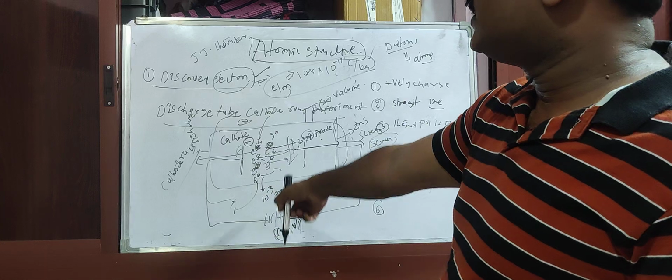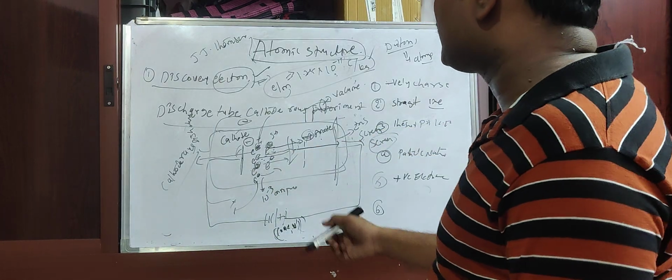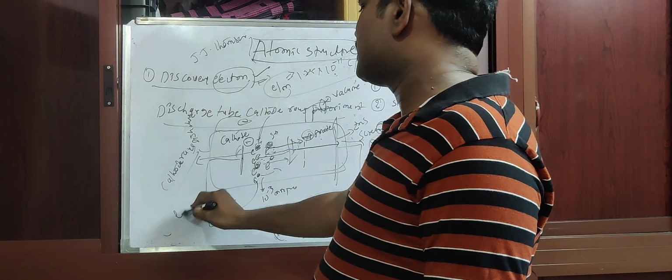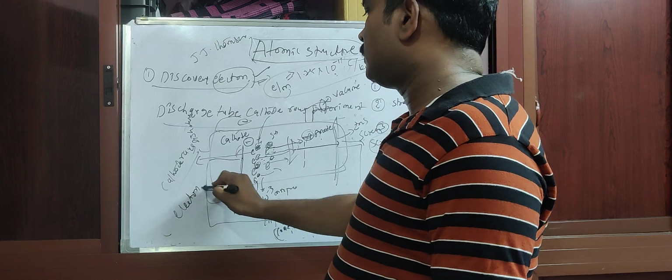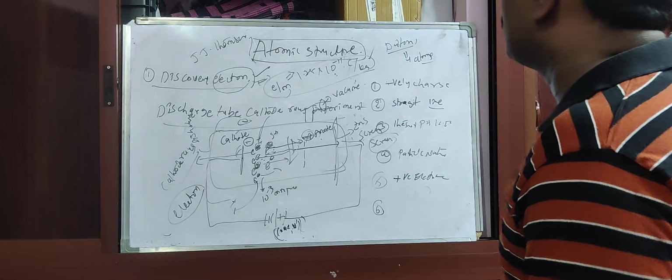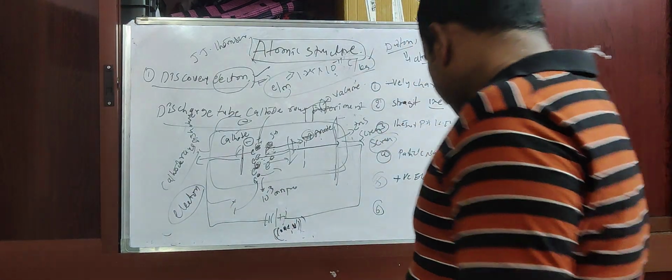Thomson. That's why these rays are called cathode rays. These are the fundamental particles. That's why this is named electron.